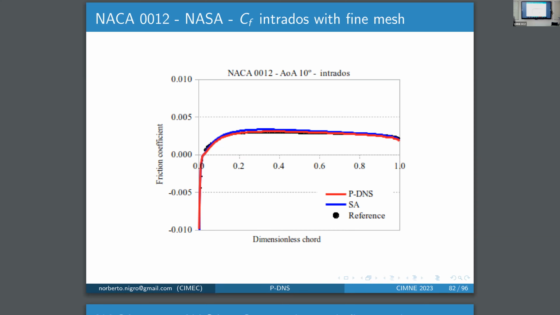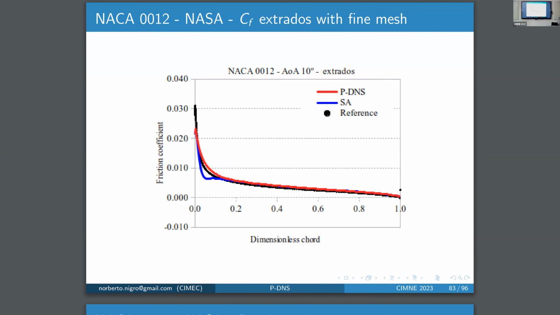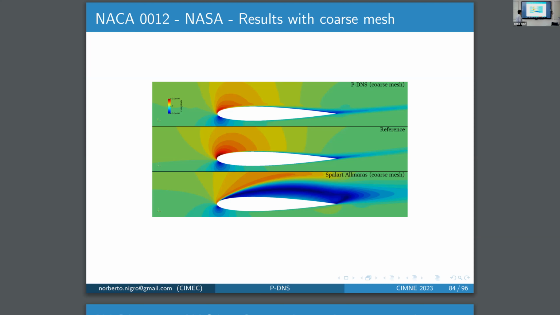But this is the friction coefficient in the intrados, the extrados. But I want to show this, because if you move to the coarse mesh, the reference says always, no? Because it's always in the finest mesh. But in our coarse mesh, our results are this. There is no separation here. This condition of the flow is without separation, but Spalart-Allmaras separates, so with the coarse mesh.